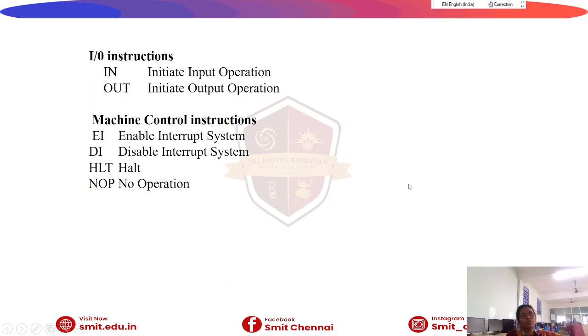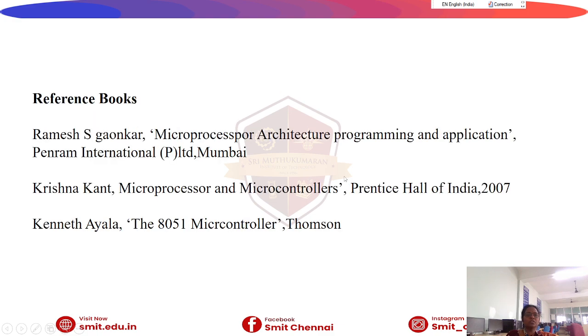Next, input-output instructions, that is IN and OUT. IN is used to initiate the input operation and OUT is used to initiate the output operation. Machine control instructions: EI, DI, HLT, and NOP. EI is enable interrupt system, and DI is disable interrupt system. HLT is halt, and NOP is no operation. These are some of the instructions that we have seen in 8085.